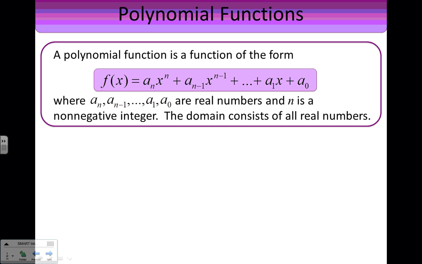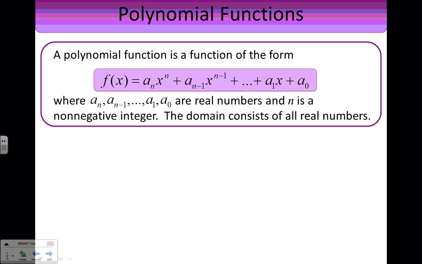So really what that's saying is we're talking about all polynomials in general. So that plus dot dot dot in the middle is saying we can have as many terms in a polynomial function as we want. There is really no limit to how many terms we can have. So that's just what that represents there. Okay, and a sub n just means that's going to be the nth term in the polynomial.